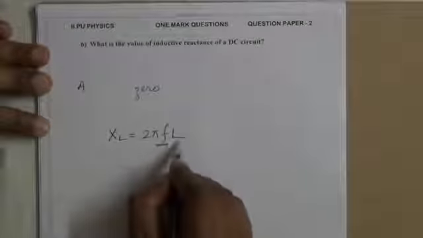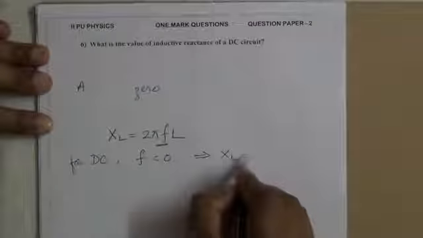What is the value of inductive reactance of a DC circuit? Answer, 0. How is it 0? Inductive reactance is equal to 2 pi FL, where F is frequency and L is self-inductance of the coil. For a DC circuit, frequency equal to 0 implies inductive reactance equal to 0.